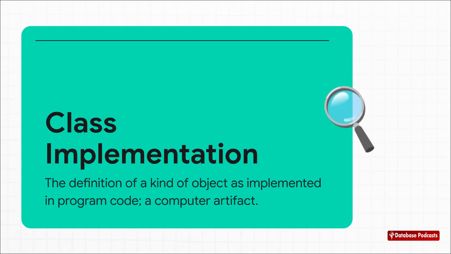And this right here is probably the most important distinction to make. A business idea, like customer, is just that. It's a concept. The class implementation, though, is the actual physical piece of code, the computer artifact, that describes that concept. It's the blueprint. And from that one single blueprint, a program can stamp out thousands of individual customer objects.